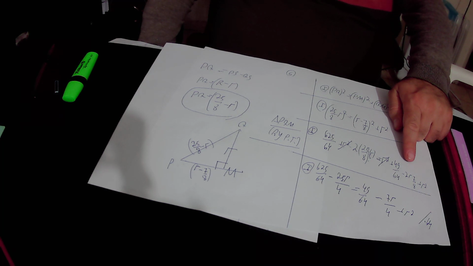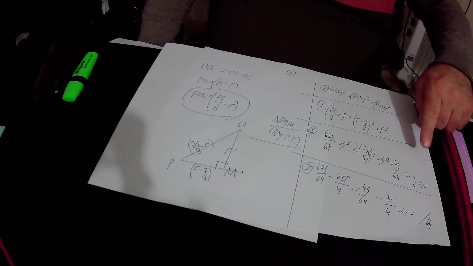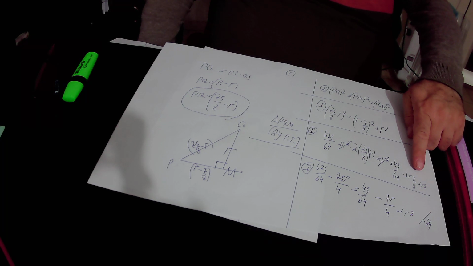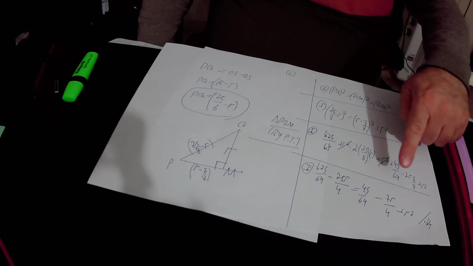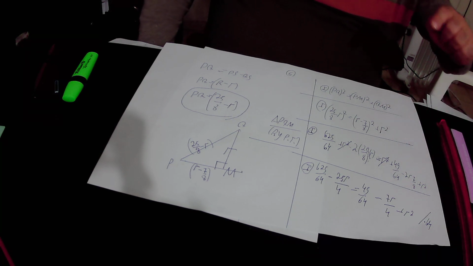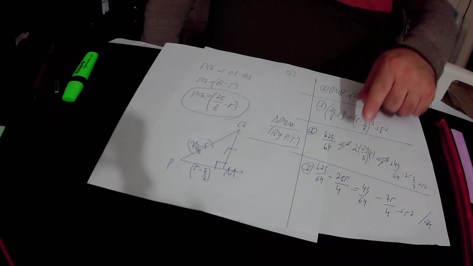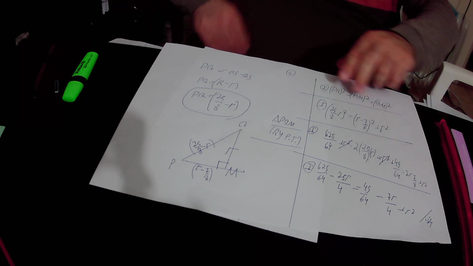Minus 2 over 2 is minus 1. So in the numerator we are left only with minus 7R, and in the denominator we have 8. 8 over 2 is 4. So in conclusion, this expression equals minus 7R over 4 plus R squared. We multiplied this equation by 64.